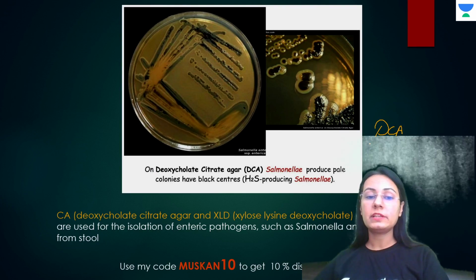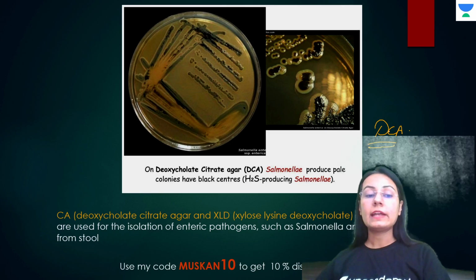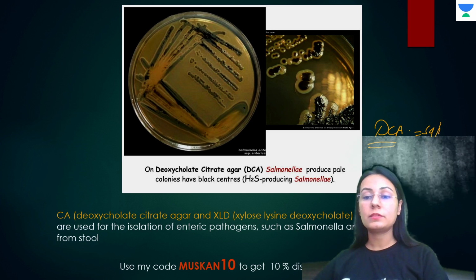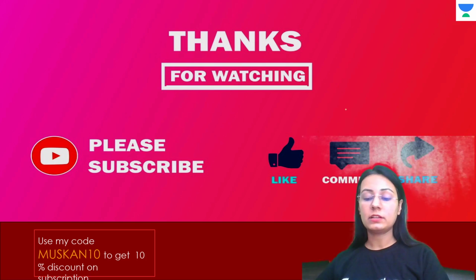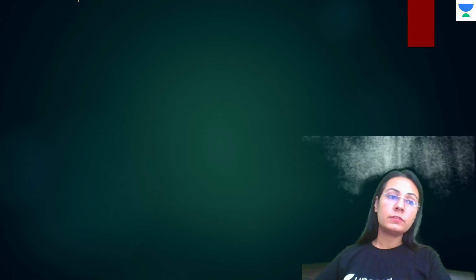This is the DCA media. Okay. And DCA media is what? DCA media and XLD media, they are used for what? Salmonella and Shigella to isolate them from the stool. That is the DCA media and the XLD media. They will also produce what? The black colored colonies.